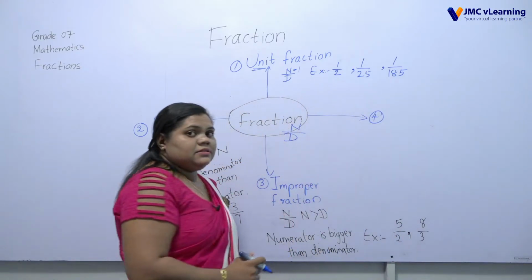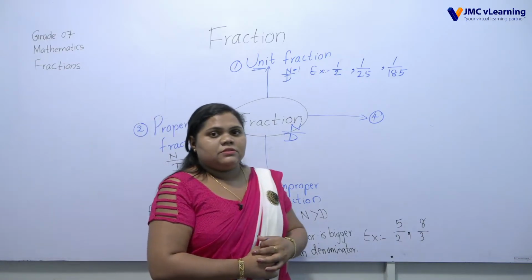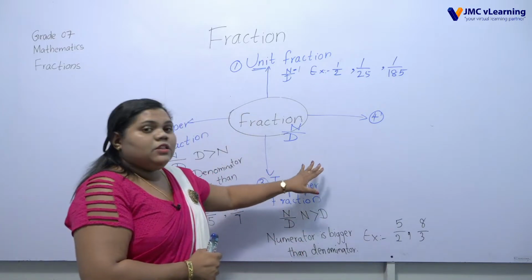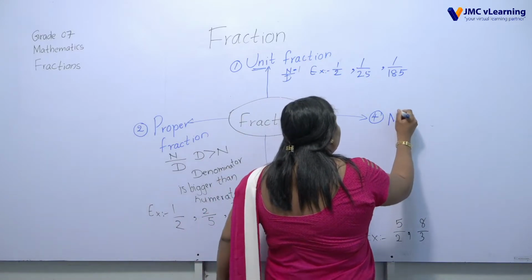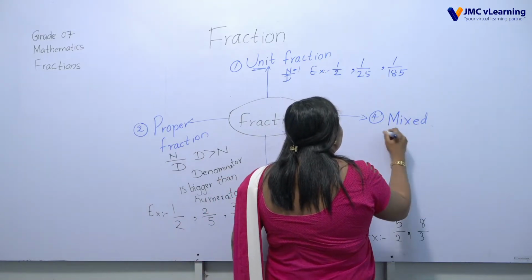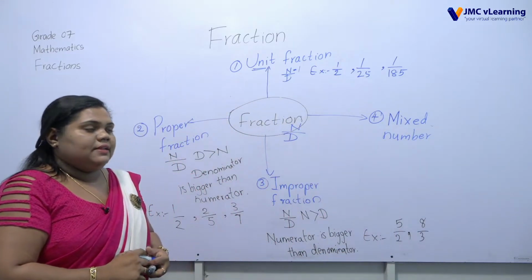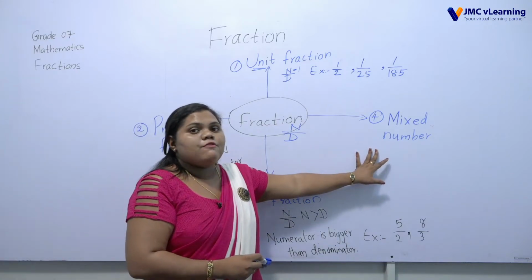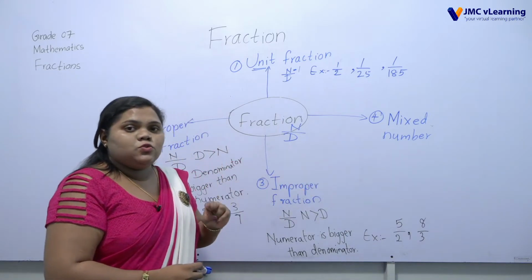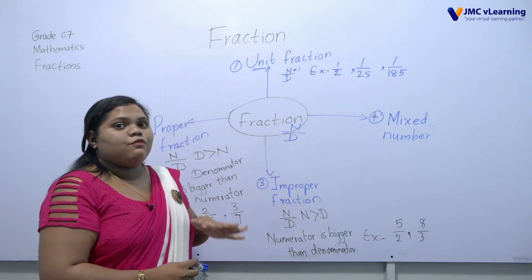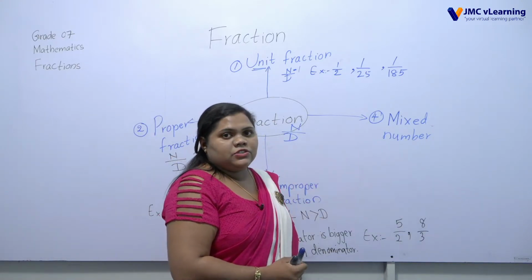Now the last one. Fourth one. What is that? Unit fraction, proper fraction, improper fraction. Can you tell it? Okay, the fourth one is mixed number. When you heard about the mixed number, what do you feel? Okay, but this one is also one type of fraction. The special thing is this mixed number has two parts, the whole number part and the fractional part.